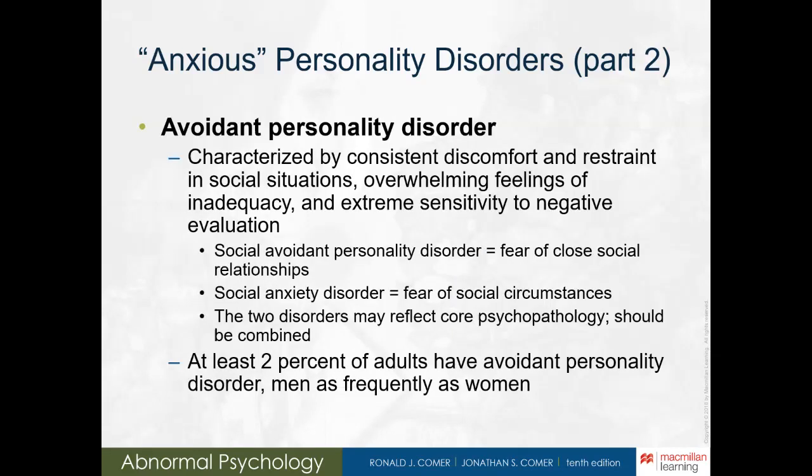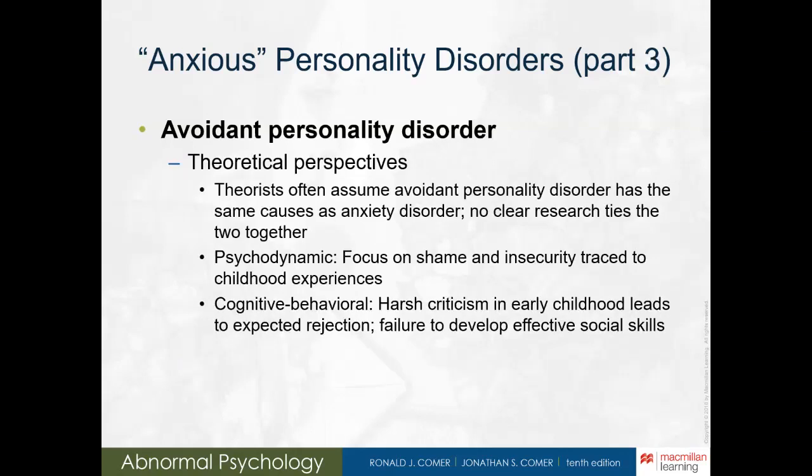So, the first of the cluster C disorders is avoidant personality disorder. This is characterized by consistent discomfort and restraint in social situations, also overwhelming feelings of inadequacy and extreme sensitivity to negative evaluations from others. Those who have avoidant personality disorder can also have social avoidant personality disorder, which is where they fear close social relationships. They may also have social anxiety disorder, which is fear of social circumstances. These two disorders may reflect the core psychopathology of avoidant personality disorder and essentially should be combined. It's estimated that about 2% of US adults have avoidant personality disorder symptomology, and it's pretty evenly split between men and women. So, what are the theoretical perspectives?